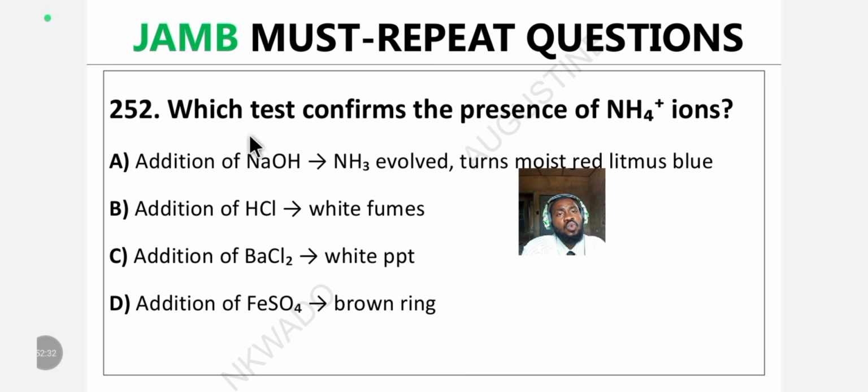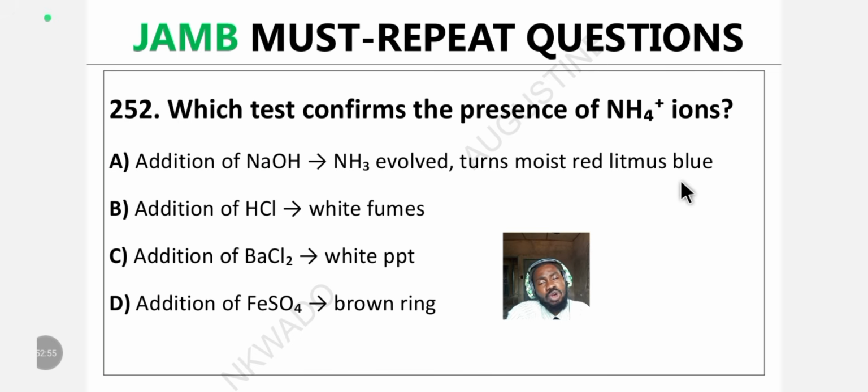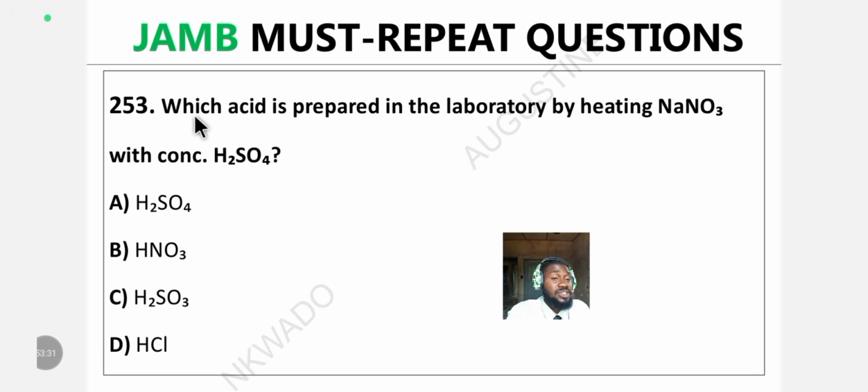Question 252. Which test confirms the presence of ammonium ions? A. Addition of sodium hydroxide, which gives ammonia, turns moist red litmus paper blue. B. Addition of hydrochloric acid, which yields white fumes. C. Addition of barium chloride solution, which gives a white precipitate. D. Addition of iron(II) tetraoxosulfate(VI), which forms a brown ring. What's the answer? Drop the answer in the comment section. I just taught you.